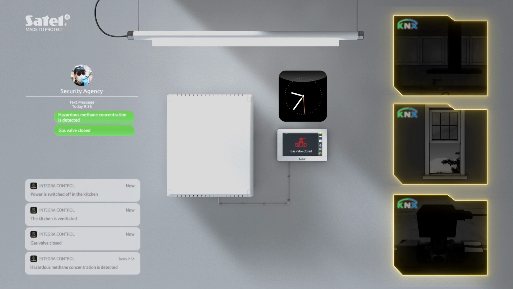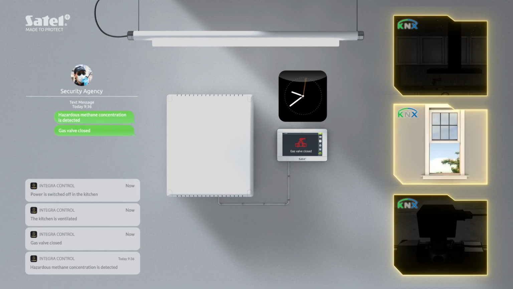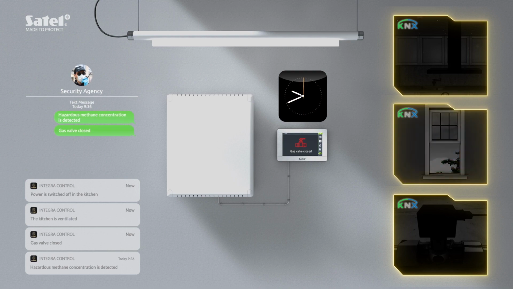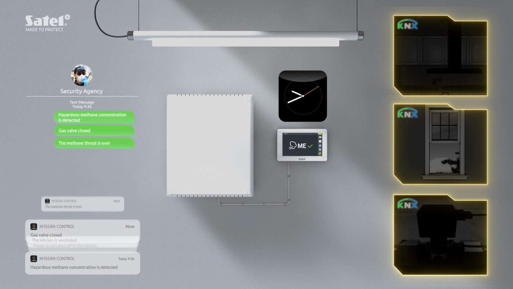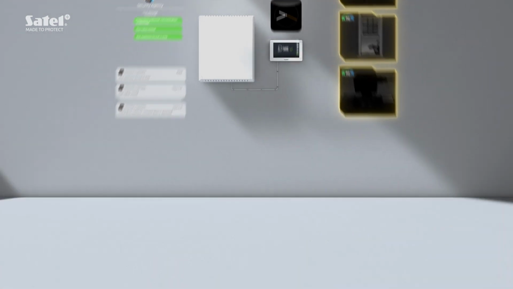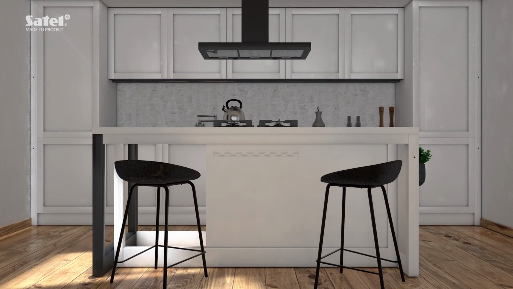The control panel continuously sends notifications about individual events. Once the kitchen has been ventilated and the escaped gas removed, the detector sends a message to the control panel, which communicates that the threat is over. It was a really dangerous situation, but with SATEL and the DG-1ME detector, you managed to avoid any harm.